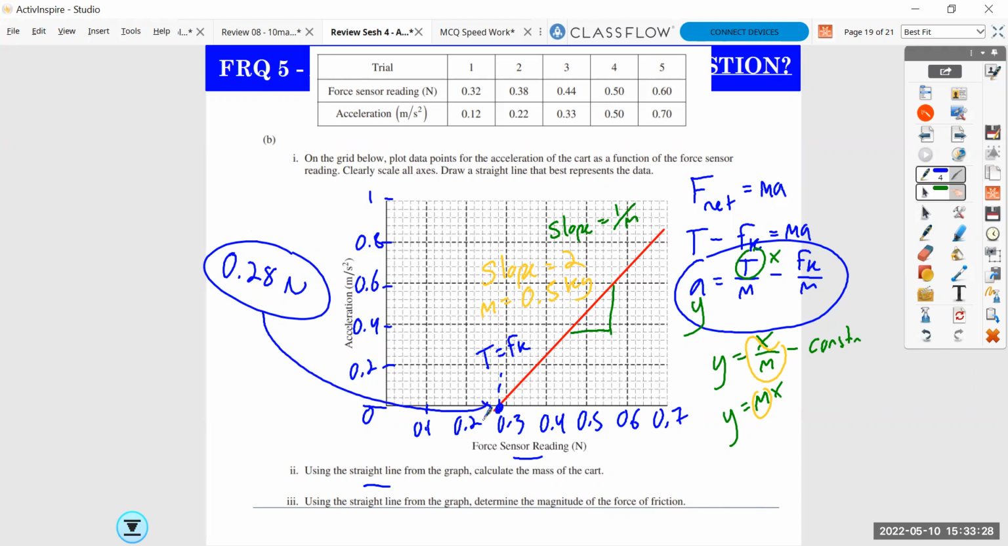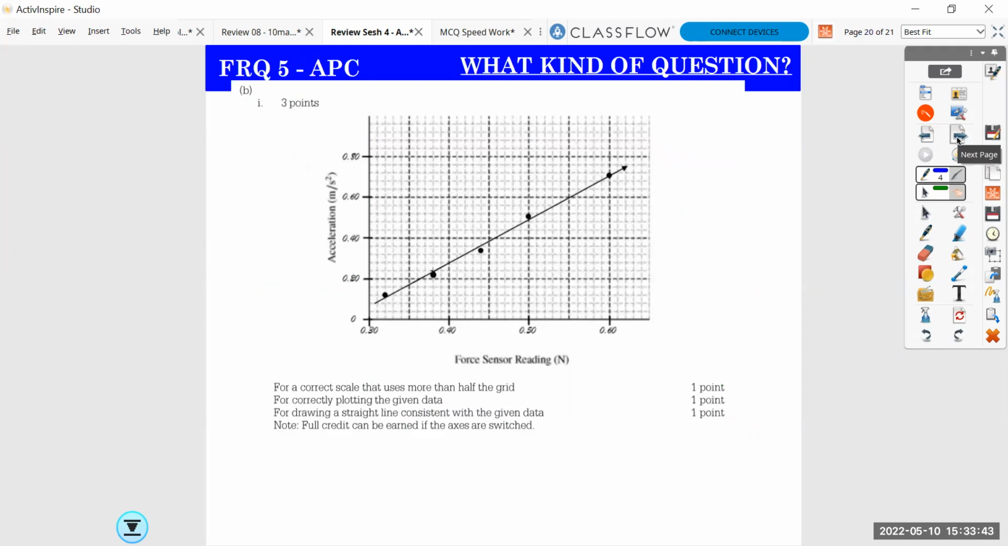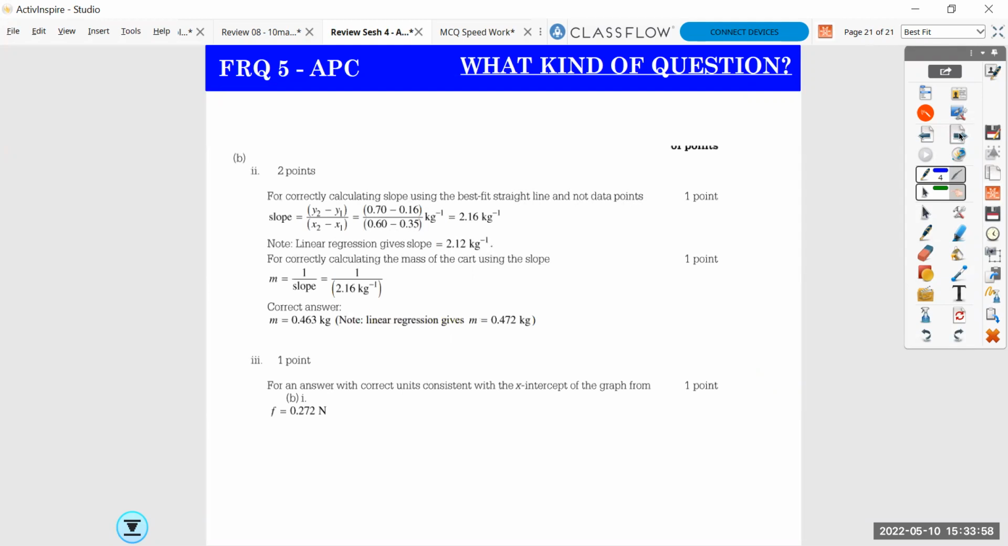Like I said, this is a physics C question. I really liked it, but it is probably a little bit more challenging than we would get on the actual exam. It's potentially fair game for that. So let's see how we would have done. Again, physics C, the point scale is a little different. 3 points for our graph: a correct scale that uses more than half the grid, correctly plotting the given data, and drawing a straight line consistent with the given data. And then we get a point for correctly calculating the slope, and a second point for finding the mass of the cart, or for looking at the intercept to find the force of friction.